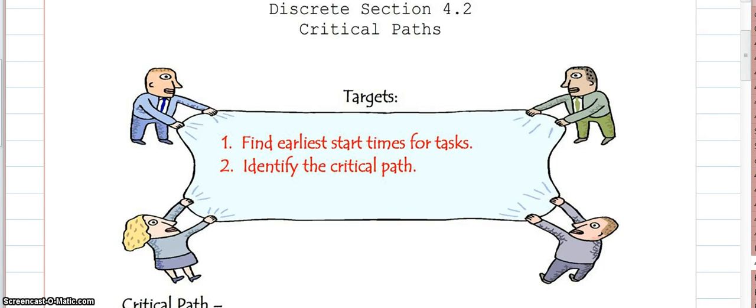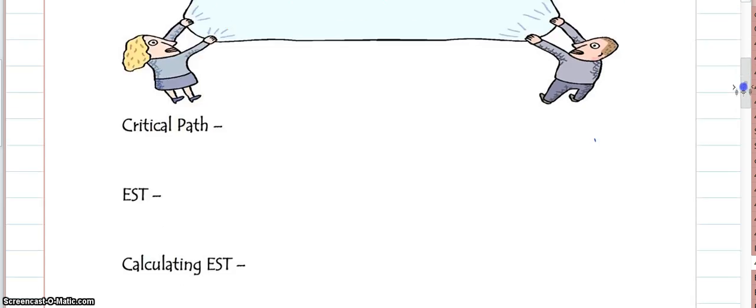Good morning, Math Analysis. Today I'm going to be teaching section 4.2, which is called Critical Paths. Our job is to find the earliest start time for each individual task. Yesterday we talked about which path is the critical path. We'll redefine that today. The critical path is actually the longest path from start to finish.